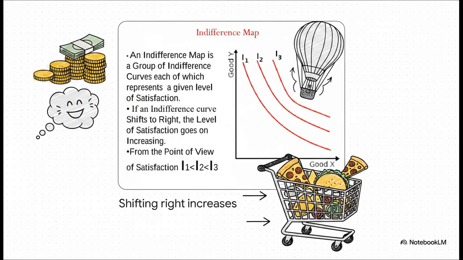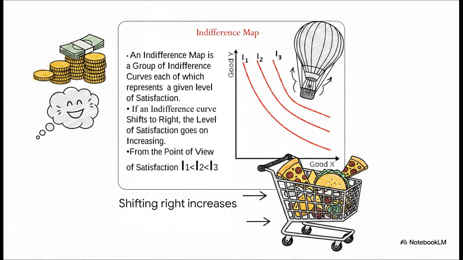Okay, let's see how this builds when we introduce more money into the equation. What if you just want more happiness overall? Well, in an indifference map, we don't just have one curve, we actually have a whole family of them. If you shift to a higher curve on the map, moving out to the right from I1 to I2 and then to I3, your level of satisfaction goes up.